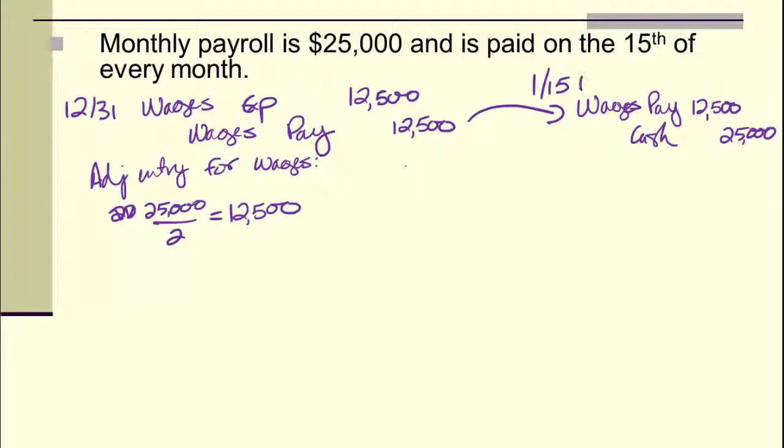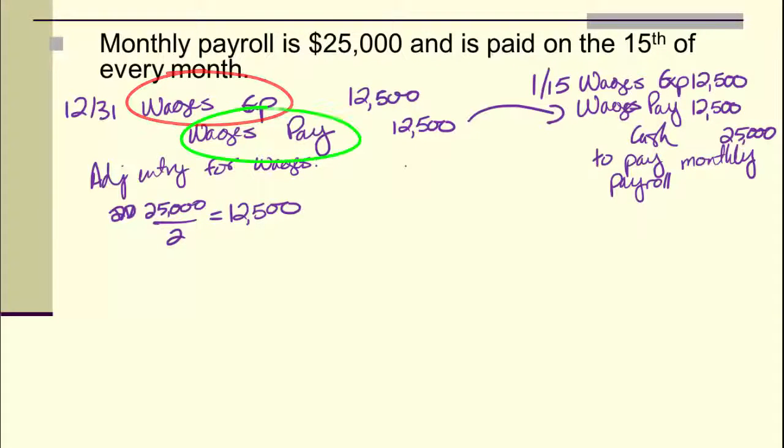And then they worked for 2 more weeks, so I earned the rest of that money. So now I record that as an expense for this year, to pay monthly payroll. So now, I don't have to record that expense again, but I'm going to get rid of the payable because I'm now paying it off.